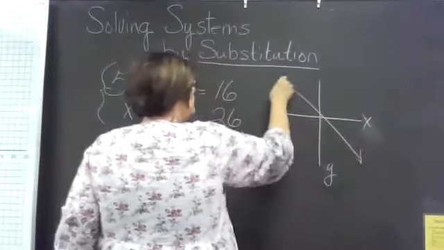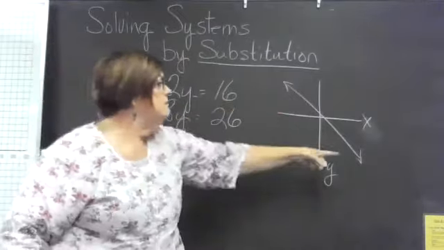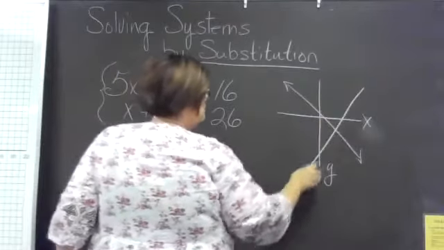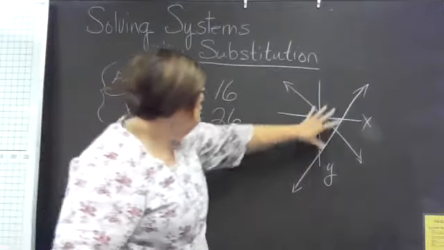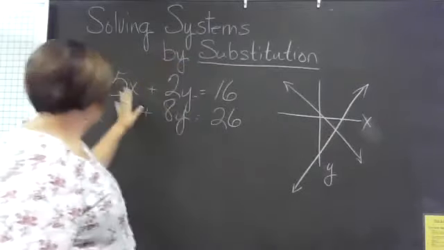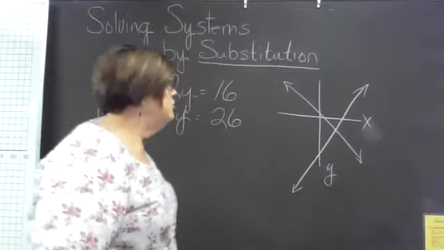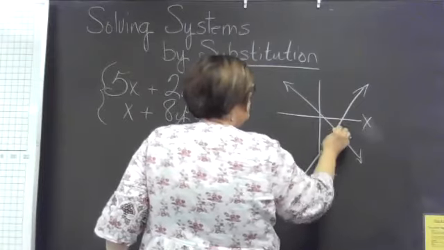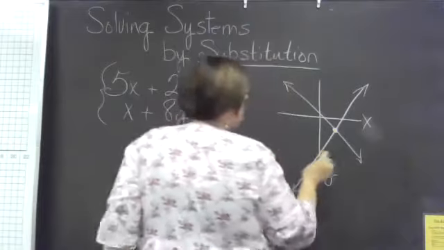If I graphed this first equation, it might be like that, possibly. And the other equation, maybe when I do it, it's graphed like this. That is a system because there's two lines. Two equations make two lines, and the solution is the point where they cross. That's what we're finding when we solve a system.